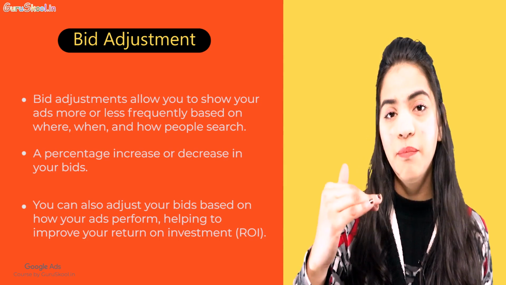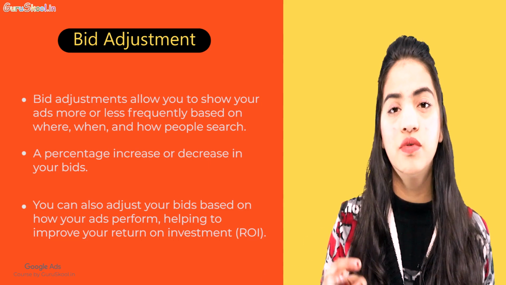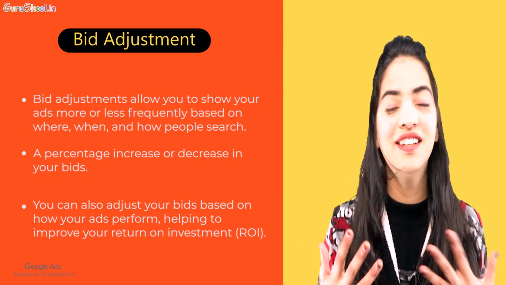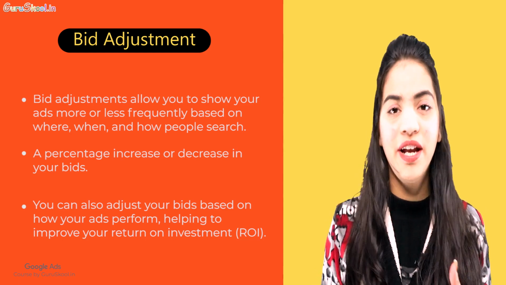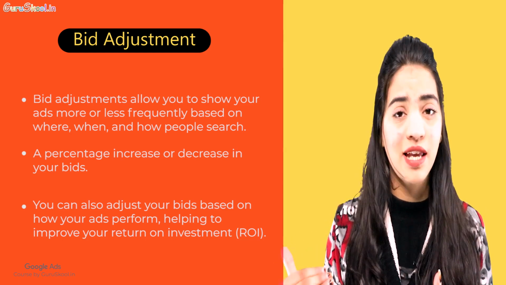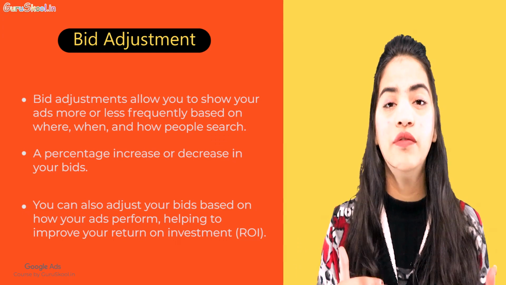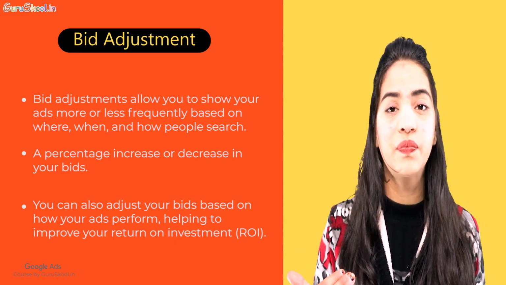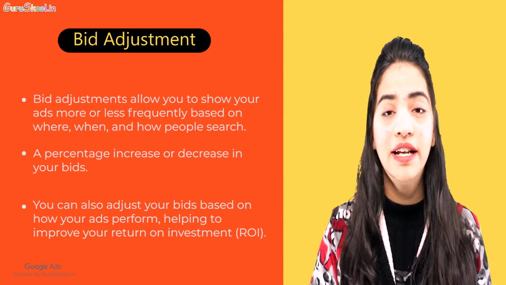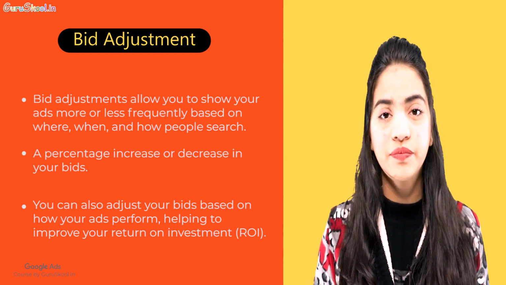So I'll increase my bid. For the rest of the days, the bid will stay the same, that's 30, but only for Monday it has been increased by 5 rupees, that's 35. So that's how I did the adjustment of my bidding.